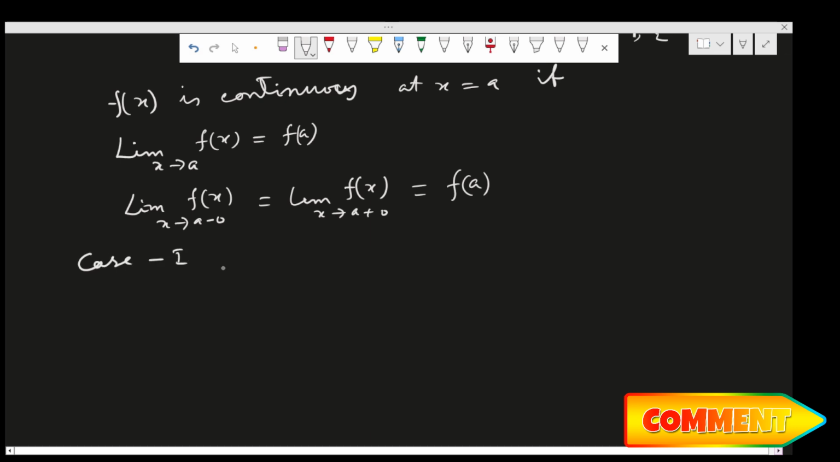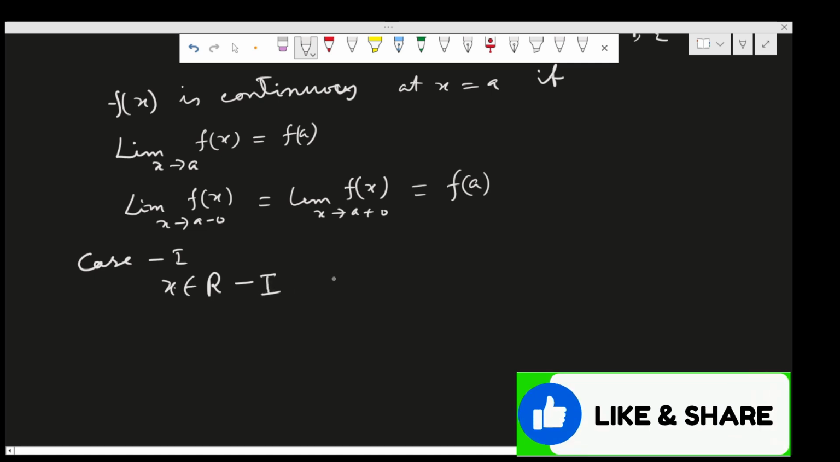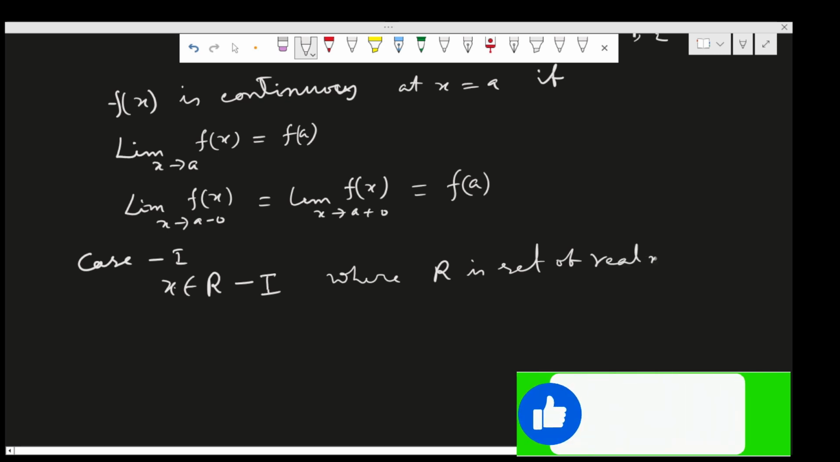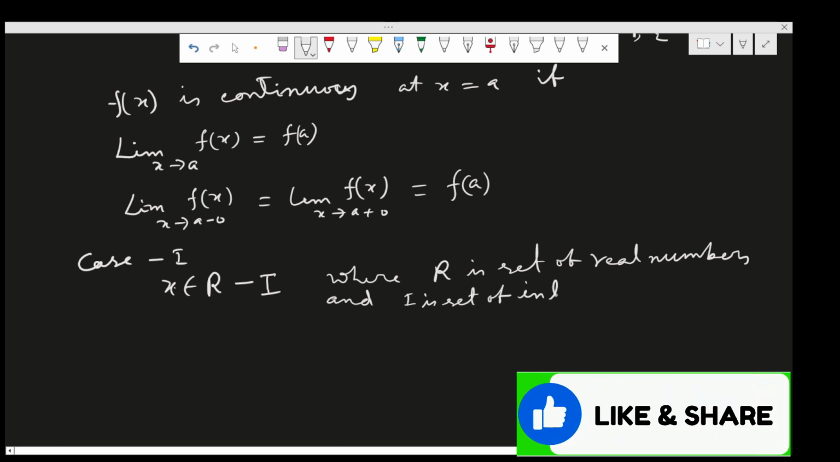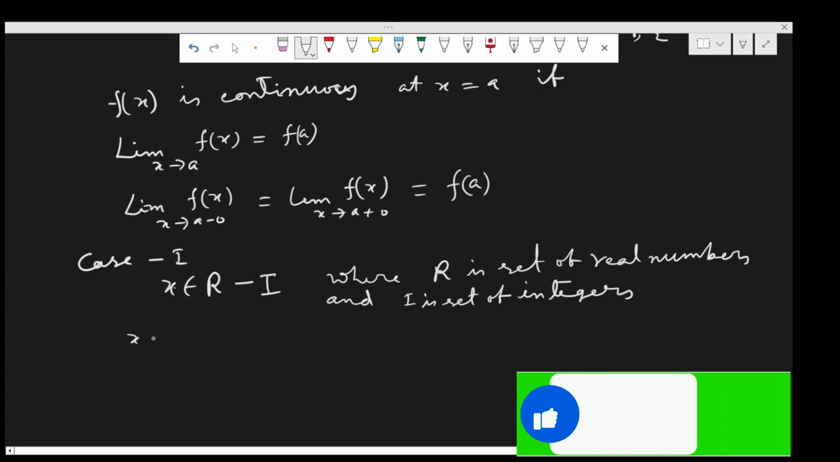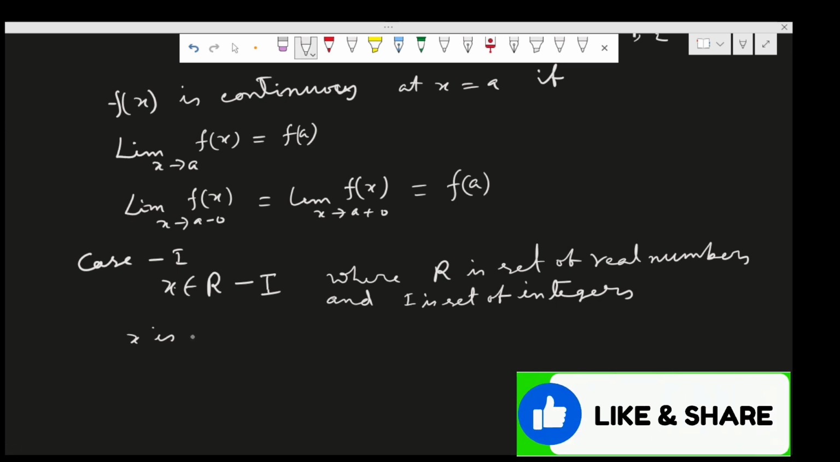Case 1. What is in this case? x belongs to set of real numbers minus set of integers, where R is the set of real numbers and I is set of integers. So x is not an integer.